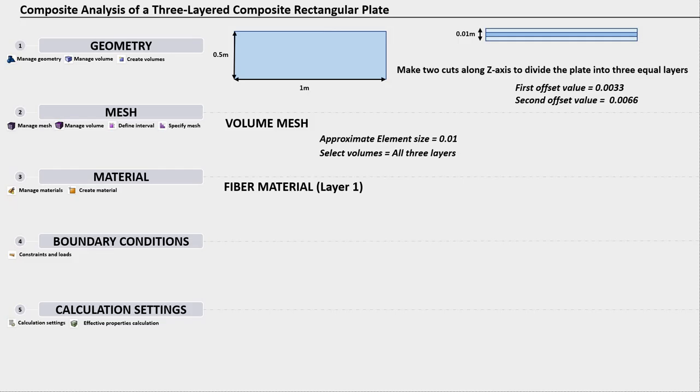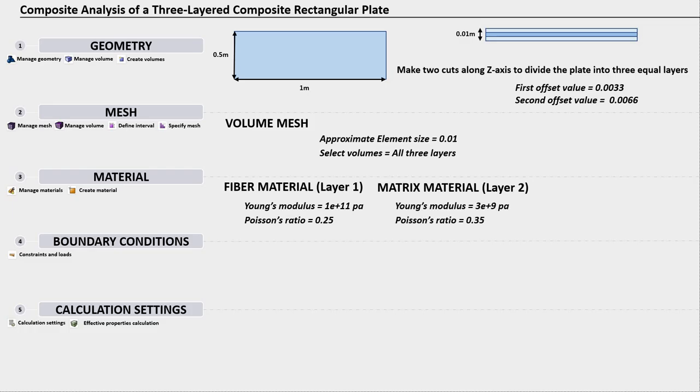We will create 3 distinct materials: fiber material with the Young's modulus of 100 gigapascal and a Poisson's ratio of 0.25 for layer 1, and matrix material with the Young's modulus of 3 gigapascal and Poisson's ratio of 0.35, and fiber material for layer 3 with the same material properties as layer 1.